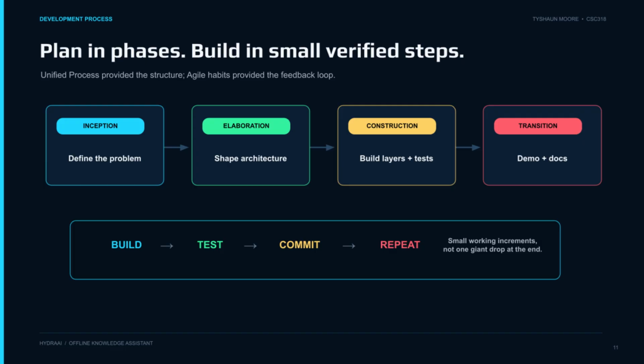Process-wise, I used the unified process phases, inception through transition, with agile habits inside them. Build a layer, test it, commit, repeat. If you look at the Git log, it reads as small working steps, not one giant commit at the end.